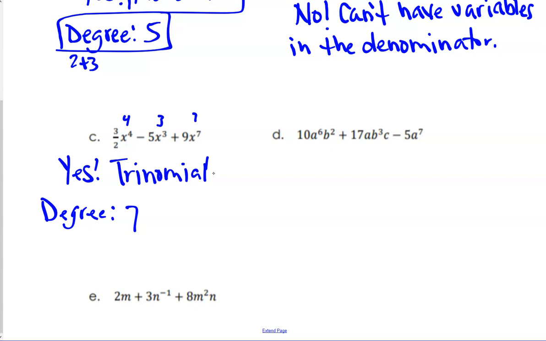Part D, 10a to the 6th b squared plus 17ab cubed c minus 5a to the 7th. All right, lots of exponents, but they are all positive. And the ones that don't have exponents, like this a and this c, technically there is an exponent of 1 right there. So all positive numbers, no variables in any denominators. So this one is a polynomial. All right, there are 3 different pieces, so this one is also a trinomial.